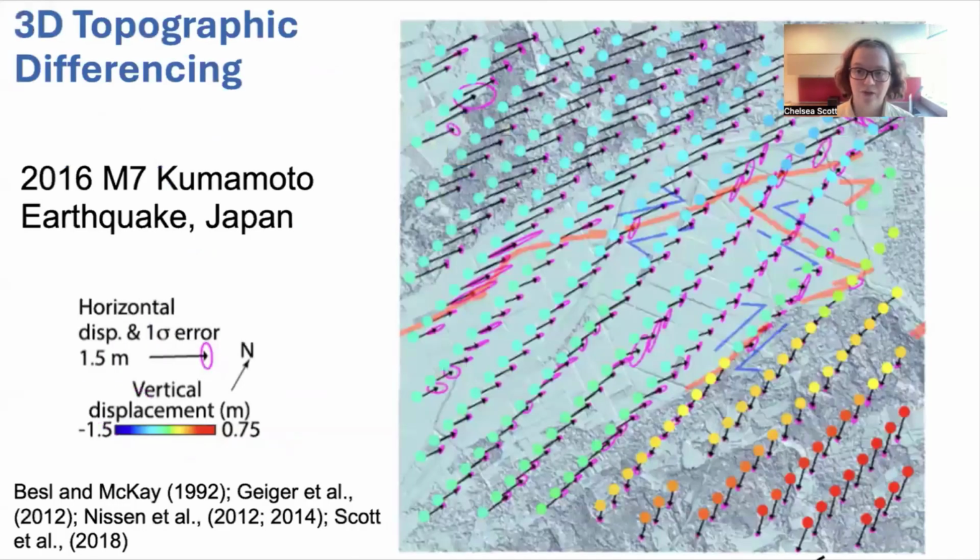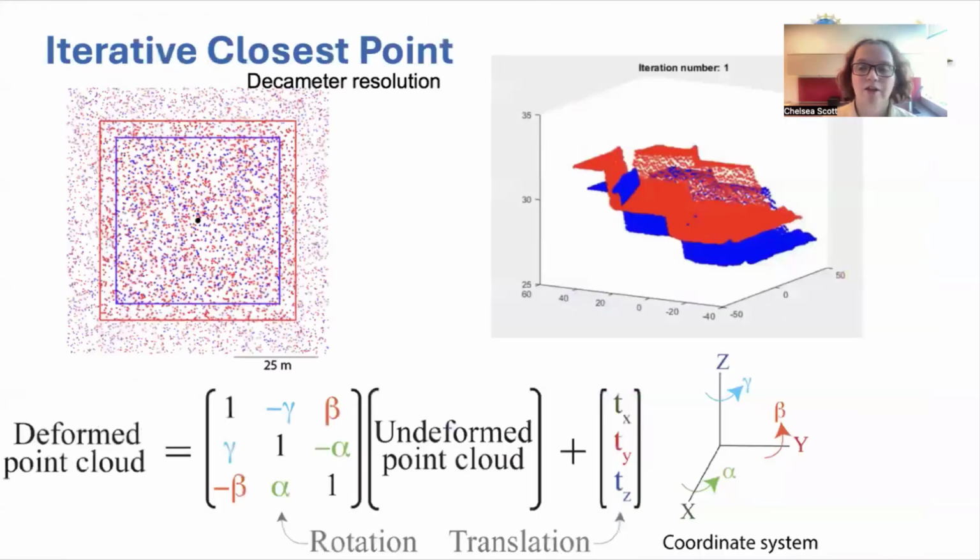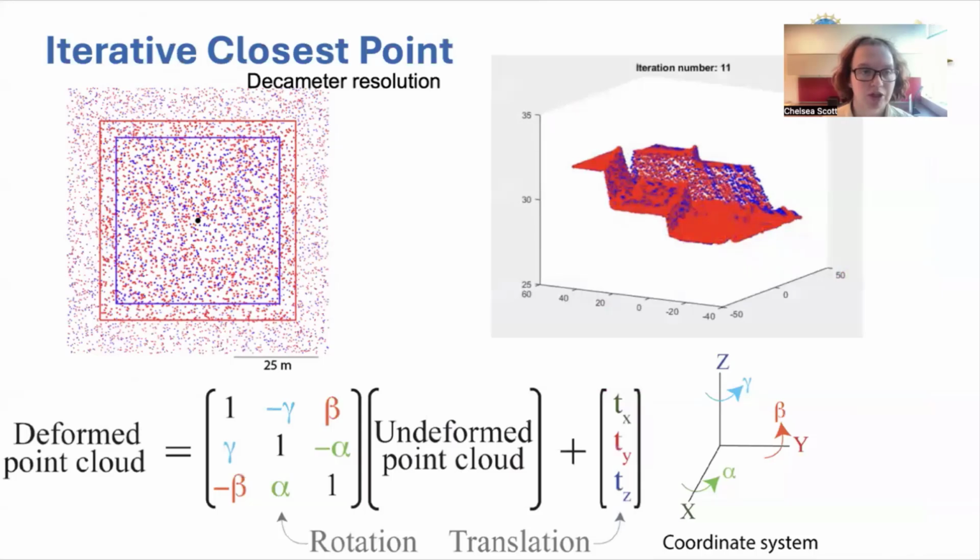This is looking at 3D topographic differencing, where the arrows along with the colored dot represent the 3D change. Specifically, the arrow is the horizontal change, along with an ellipse representing the error in the horizontal change. And the colored dot represents the vertical change. The 3D differencing is computed using the iterative closest point algorithm.